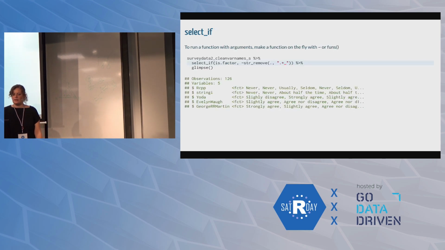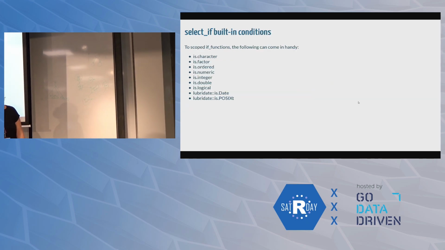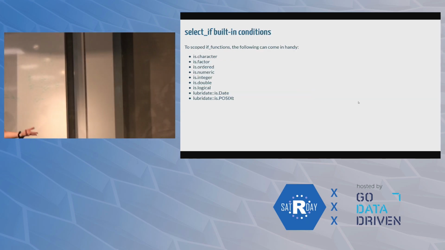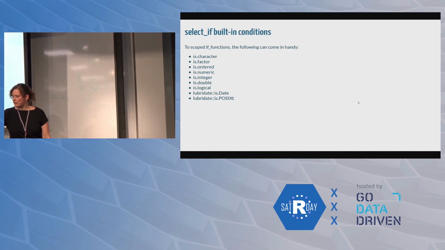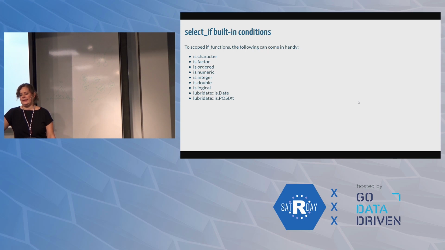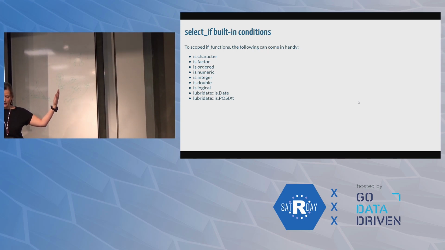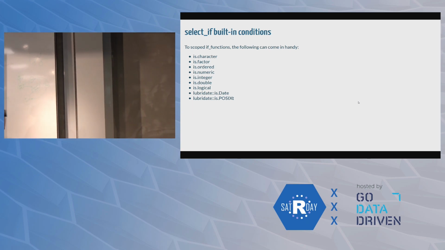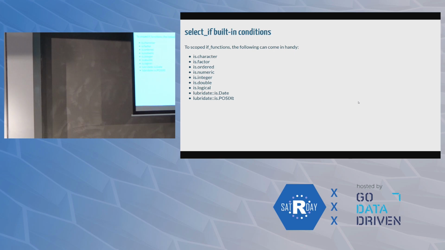What is useful is, in this select if, it's always based on characteristics of your columns. The built-in ones that are super useful, that you don't really have to think about too much, are is character, is factor, is ordered, exists, is numeric, is integer, is double, is logical. If you use dates a lot, you can use lubridate, and there is is date and is POSIXt.